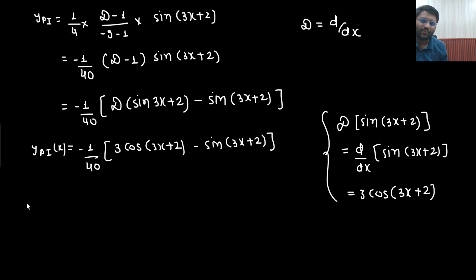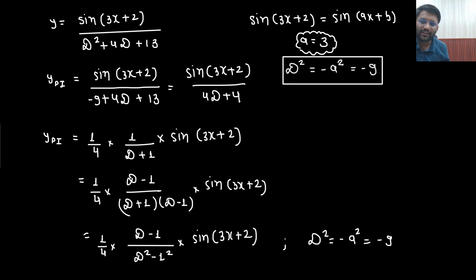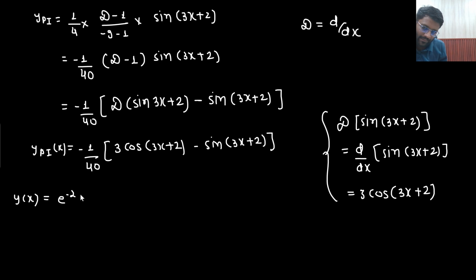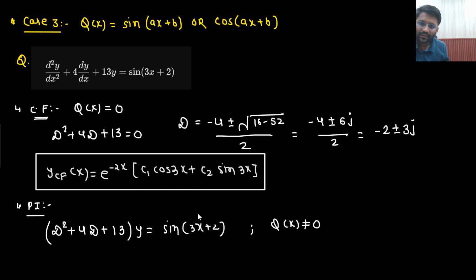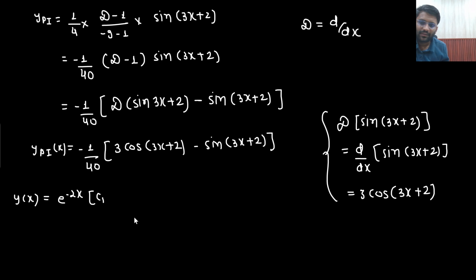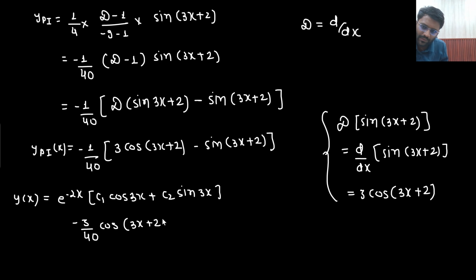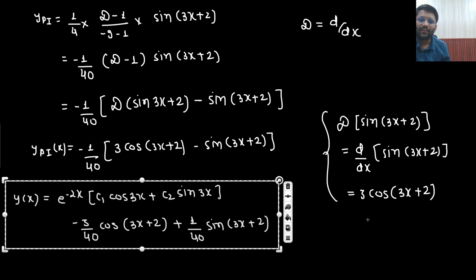Is that understandable to you? So simply, what is your y as a function of x? What was your CF? That was nothing but e to the power minus 2x times C1 cos 3x plus C2 sine 3x, then plus this particular integral, which will be minus 3 by 40 cos of 3x plus 2 plus 1 by 40 sine of 3x plus 2. There you go, this is the answer for y of x. Is that clear or not?